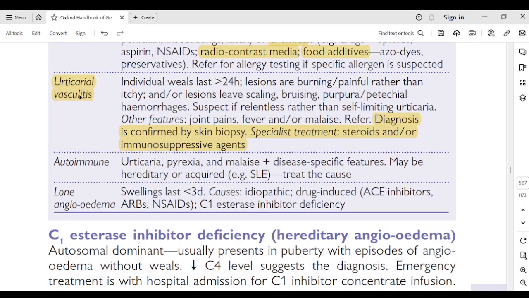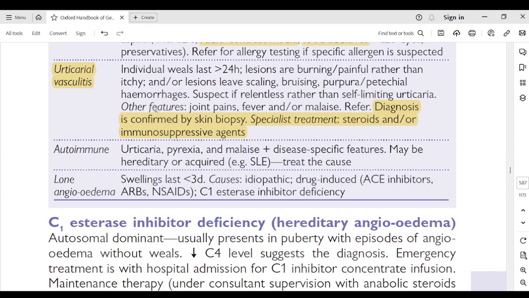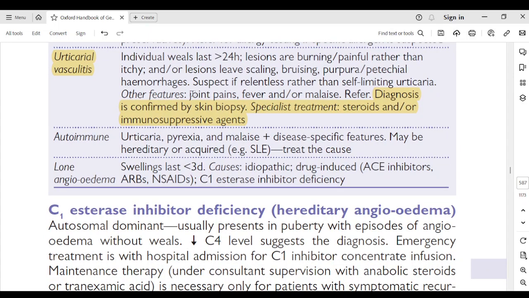So, urticarial vasculitis. Whenever there is vasculitis, you have to give immunosuppressant agents, steroids or immunosuppressant agents. And diagnosis will be by skin biopsy. Other features, because they will have systemic symptoms like joint pains, fever and malaise.